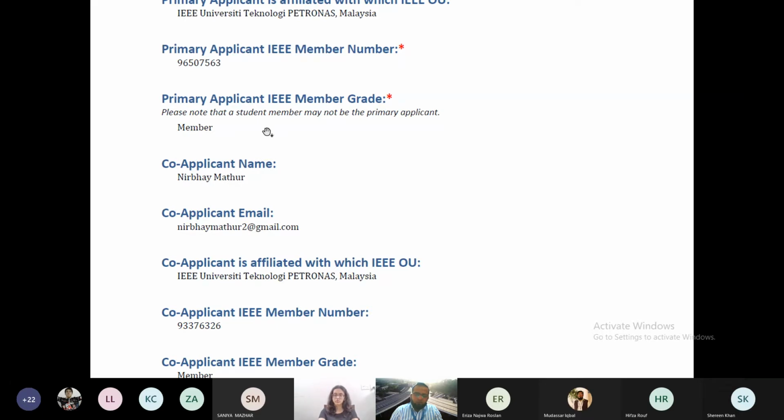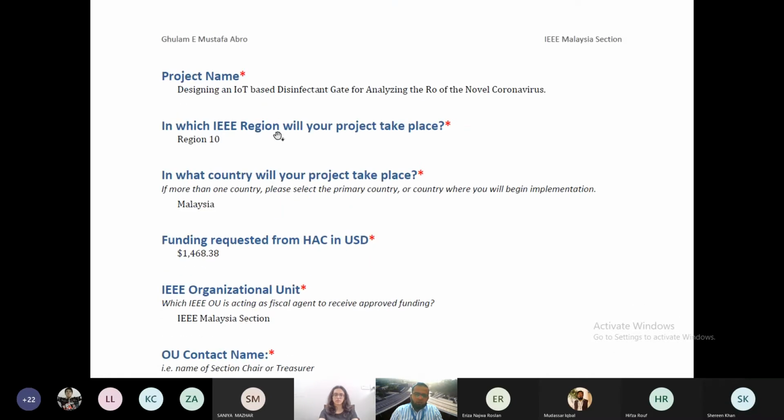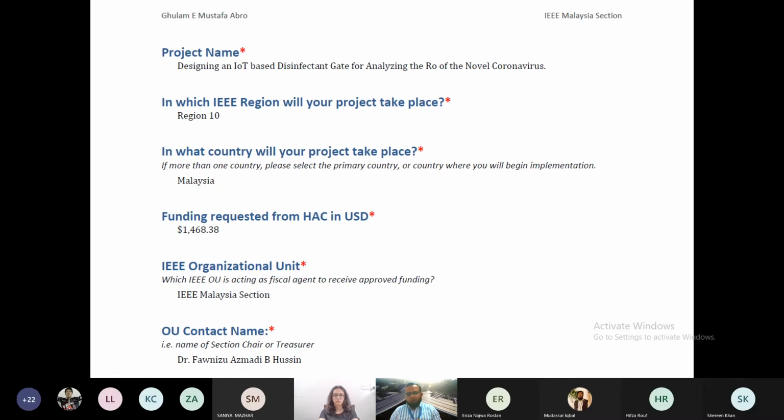If someone has got the expiry of their membership, I'll suggest that they don't apply now. And then you have the team. I mentioned the name of Nirbhay Mathur, his email address. So from here, actually, the data that is very technical, you have to look forward.